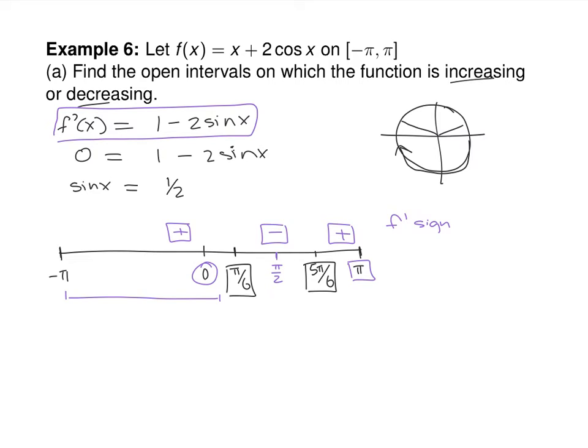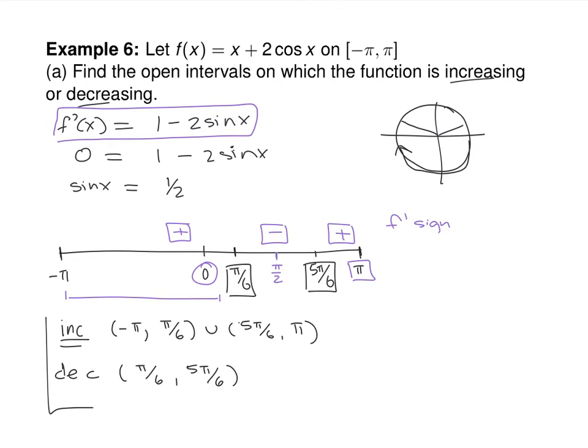So where is this function increasing? Negative pi to pi/6 is correct, yep. And 5pi/6 to pi. And it's decreasing from pi/6 to 5pi/6.